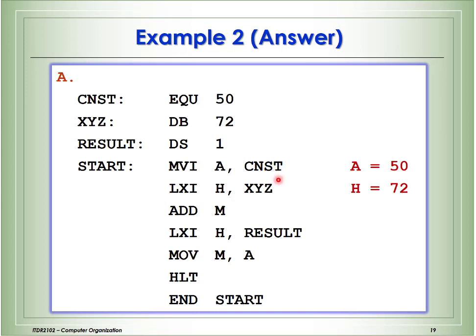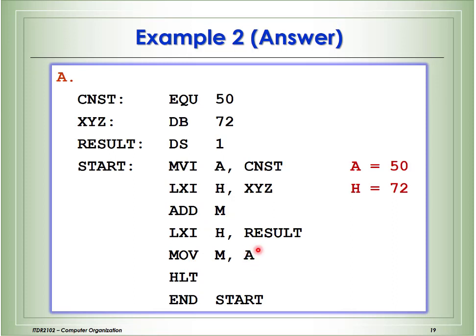So 50 is assigned to the accumulator, and then XYZ is again the defined byte 72, to the H register, which I told you. Now again here you see LXI, and here also LXI. So a register pair is used in both lines. The meaning of load register pair immediate is the same as I told you: load the address into the HL register pair, and then add to the memory, and so on.